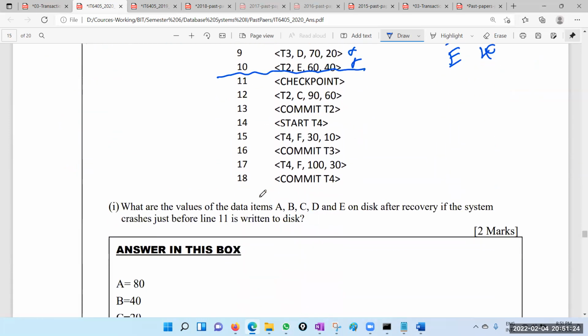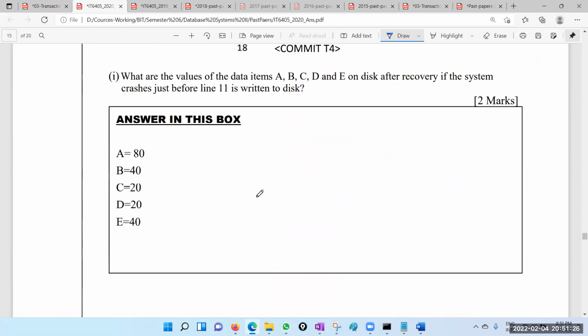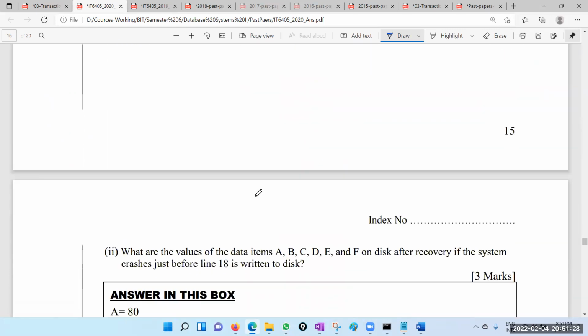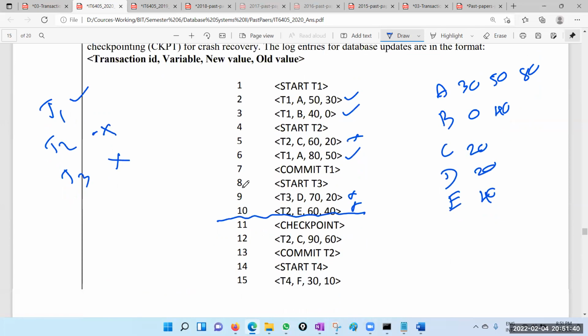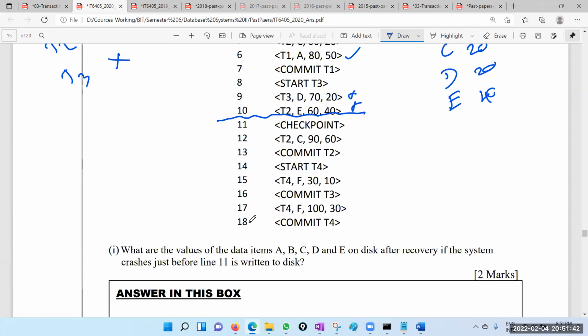So then, what are the values of the data A, B, C, D, E, and F on disk after recovery if the system crashes just before line 80? Just before, right? That means before committing transaction 4. Now let's analyze it again.